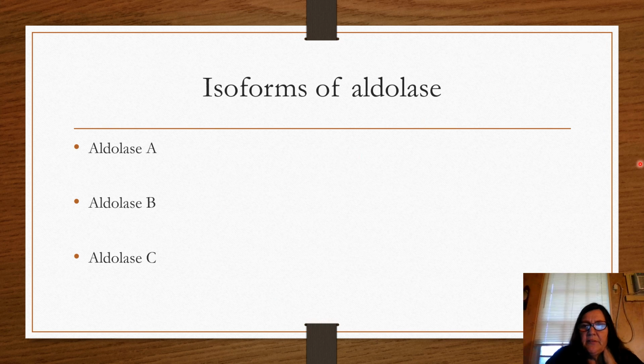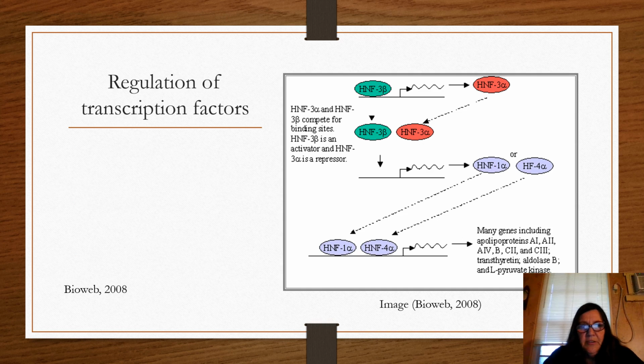Now, the isoforms of aldolase, I really could not find an image for that. I searched and just could not find a good one that made any sense. But there are three isoforms of aldolase. Aldolase A is expressed in developing embryos, adult muscles, and some cancer cells. Aldolase B is expressed mainly in the liver. Aldolase C is expressed in the brain, smooth muscle, and neural tissue. Like I said, I couldn't find an image that would make sense, so we'll just go to the next one.